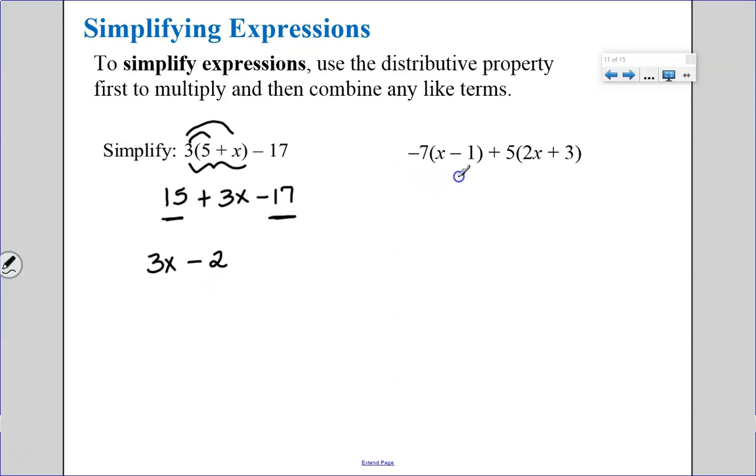In this next example, there's two places where it indicates multiplication. I need to multiply both of these by negative 7, and I'll need to multiply both of these by a 5. So negative 7 times x is negative 7x. Negative 7 times a negative 1 is a positive 7. Likewise over here, positive 5 times 2x is positive 10x. Positive 5 times a positive 3 would be positive 15.